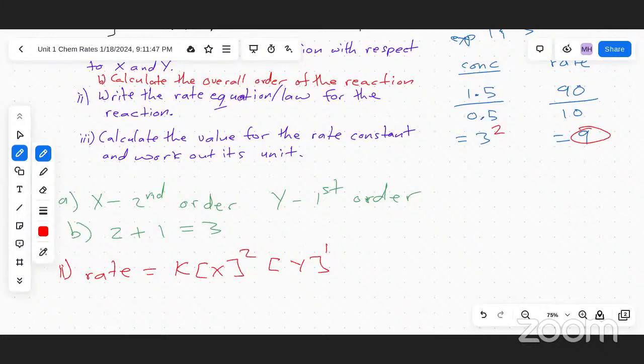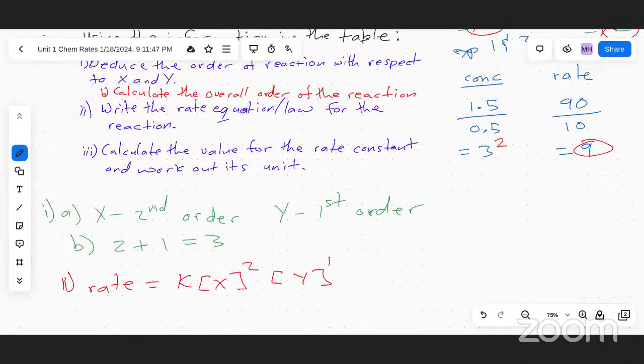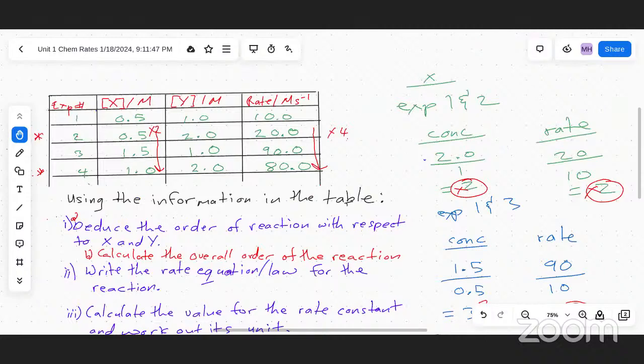And then after that, I ask you to calculate the value for K. As usual, let me see who is here first. That's Regina, Georgia, Anna. Anna, you can use experiment 1, Regina experiment 2, and Georgia experiment 3, and I will do experiment 4. So the rate is 80.